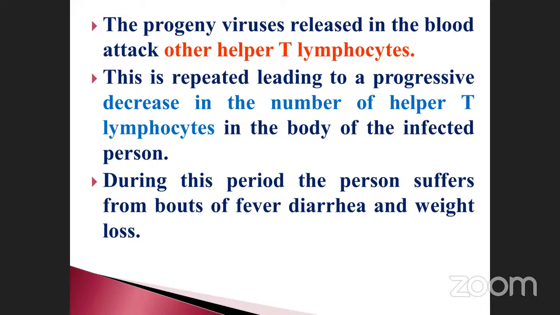Okay. Suppose after the incubation period, take an example of 3 months. After that, what will happen? Automatically they produce more viruses. With more virus production, the production of lymphocytes will be reduced. Finally, what happened? Our immunity power is completely lost. That condition is called a syndrome. This is repeated, leading to a progressive decrease in the number of helper T lymphocytes in the body of the infected person. We told you.